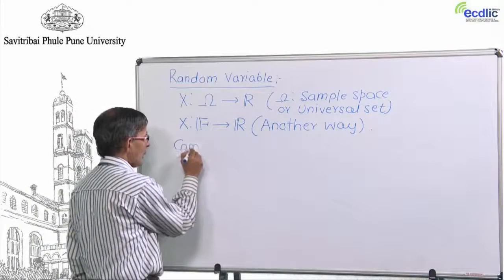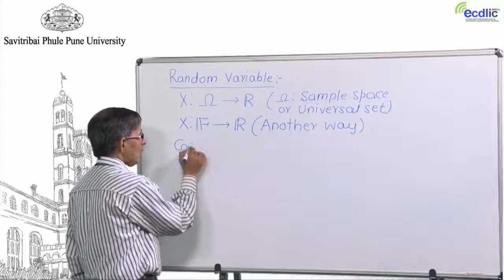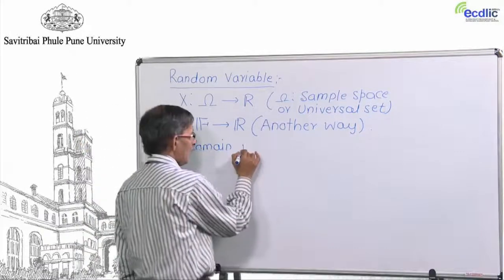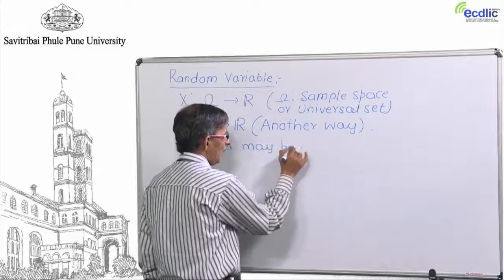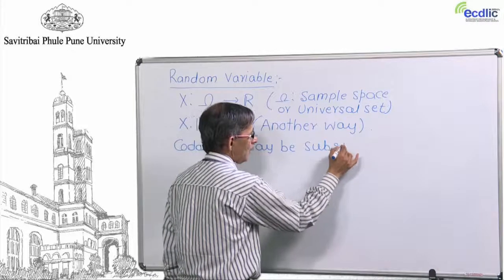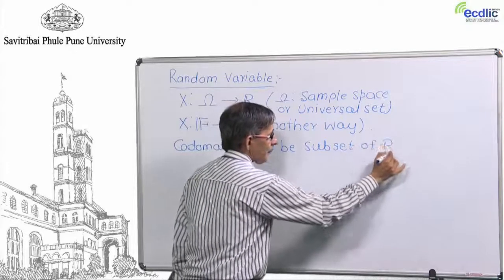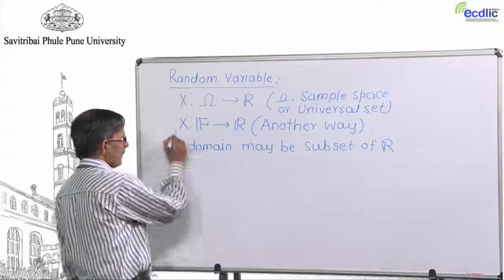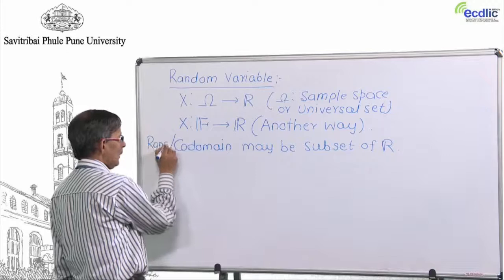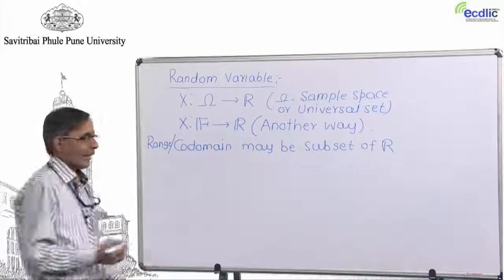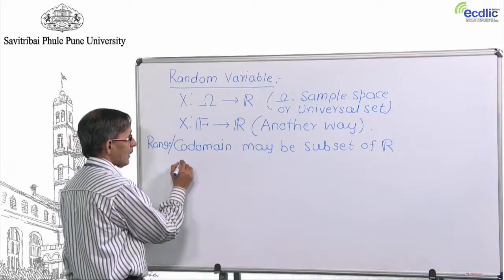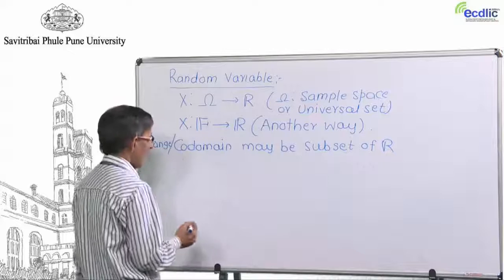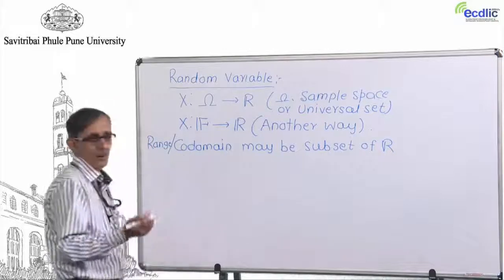codomain need not be maybe a subset of R. Need not be complete R, but some part of R. Some people call this the range also, codomain, range, or another name given to it is the state space, which we are going to generalize later on, or range set, whatever it is called.